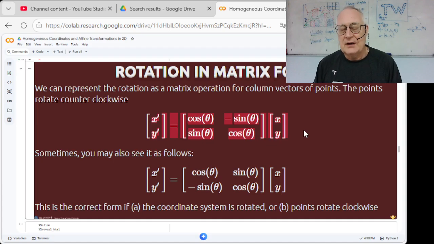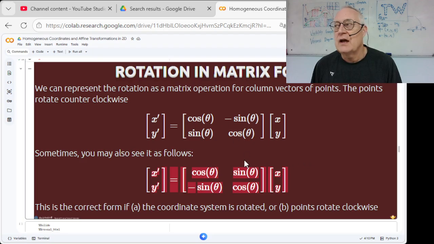The reason why I encourage students to go through the proof for homogeneous coordinates is that the top one is the most common rotation matrix. However, sometimes when you Google things or when you ask your Copilot what the rotation matrix is, you may get this version. And both of them are actually correct. It depends on the exact context of the rotation that you want to do.